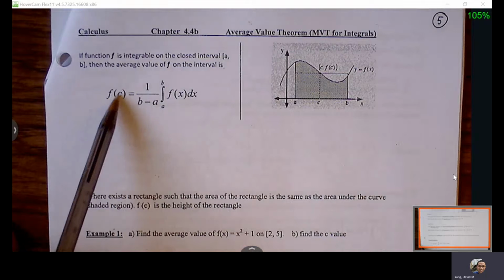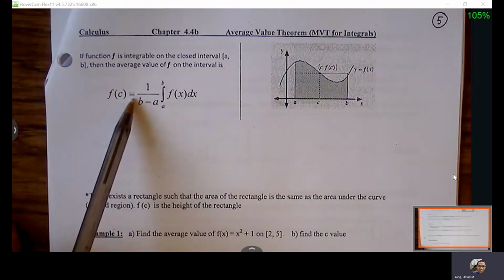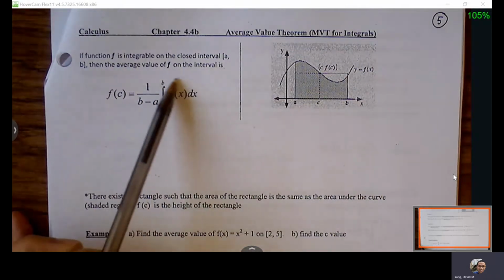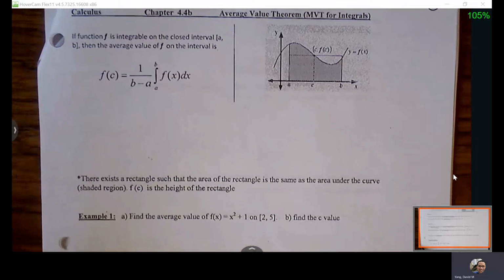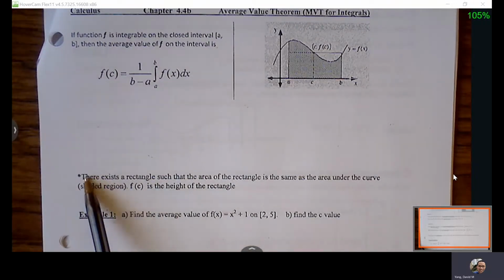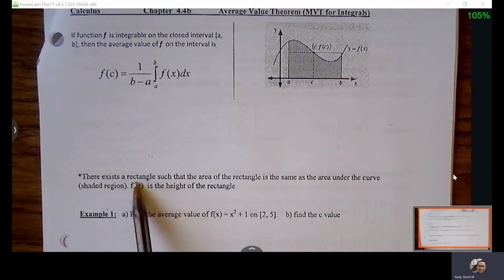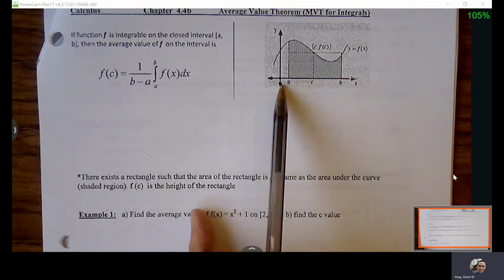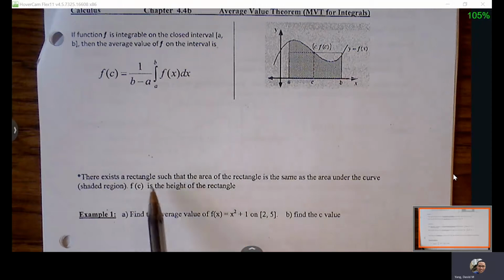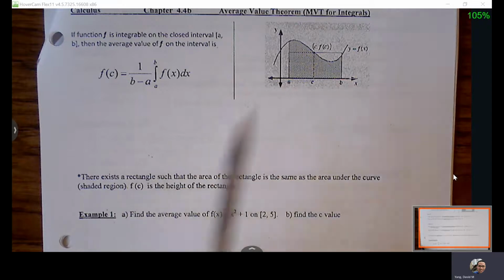Okay. There's a height component, a width component, and there's an area component. Okay. I'll break that down in a second here. But here's the side note as well. There's always going to exist a rectangle. Okay, so there's my rectangle. Such that the area of the rectangle is the same as the area under the curve.